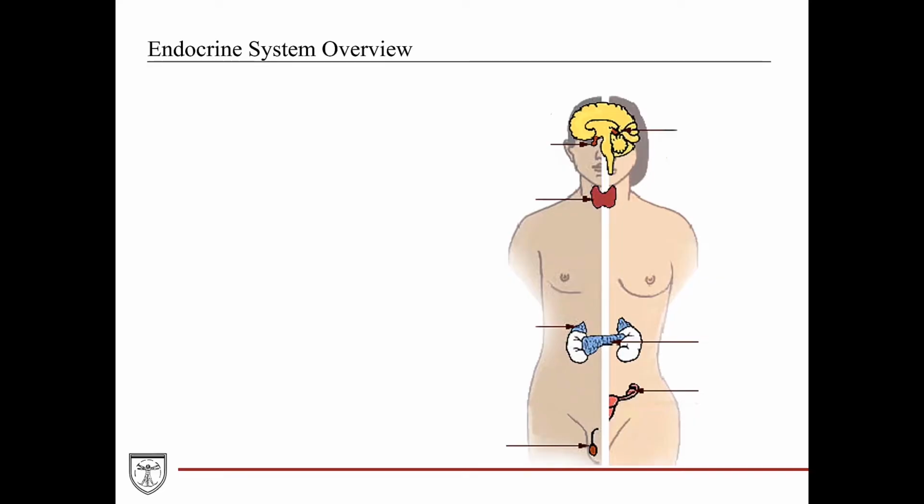The endocrine system as a whole is comprised of a number of organs and many individual cells and cell clusters that release hormones into the circulatory system, basically into the bloodstream, so that the hormones may travel throughout the body and affect distant target cells or organs.